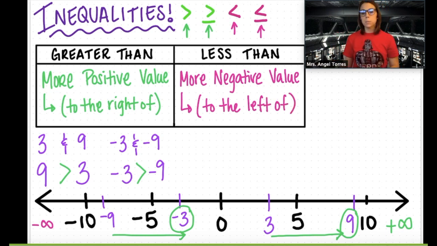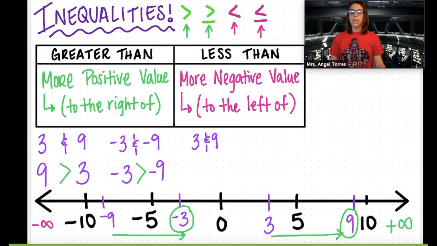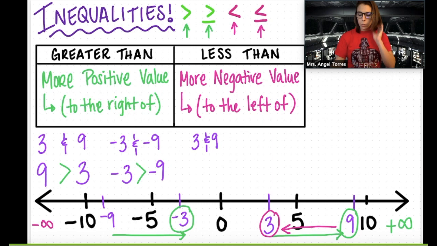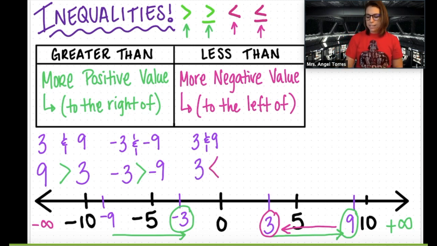So let's do some similar comparisons. How about we compare 3 and 9 again, because we already have them placed on our number line. So according to this definition, less than means more negative, to the left of, and closer to negative infinity. Well, looking at 3 and 9, 3 is clearly the lesser number because it fits all of those requirements. It's to the left of 9, it's more negative than 9, and it's closer to negative infinity. So we can compare these two by saying that 3 is less than 9.